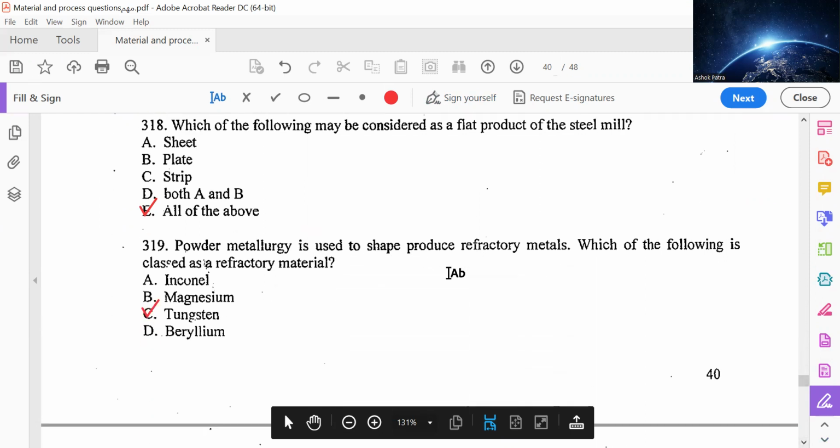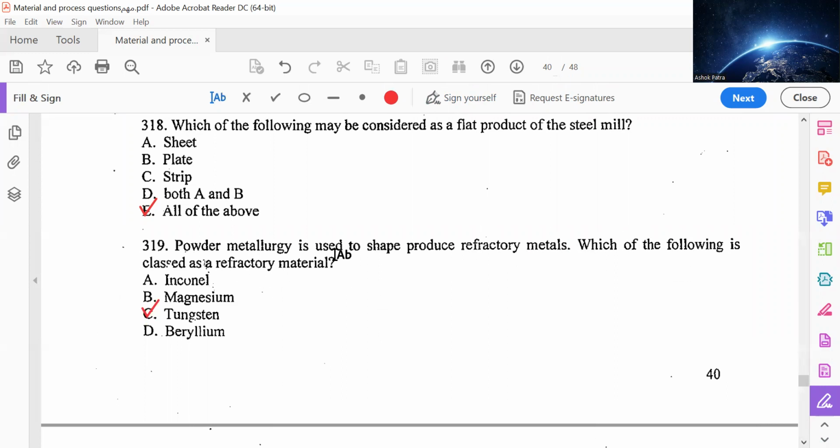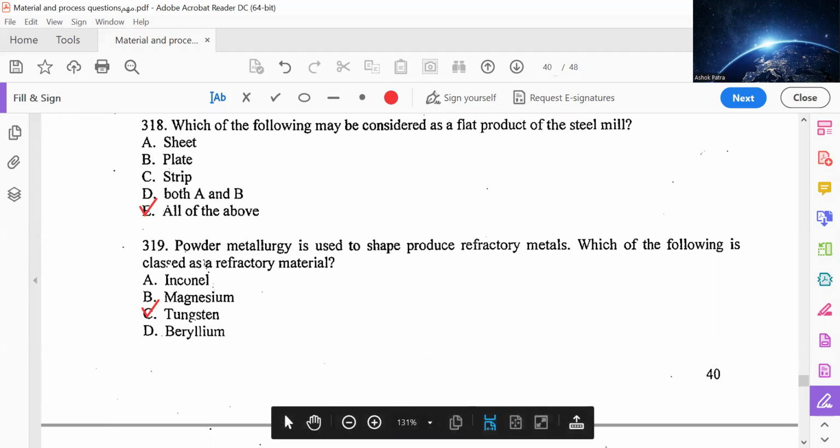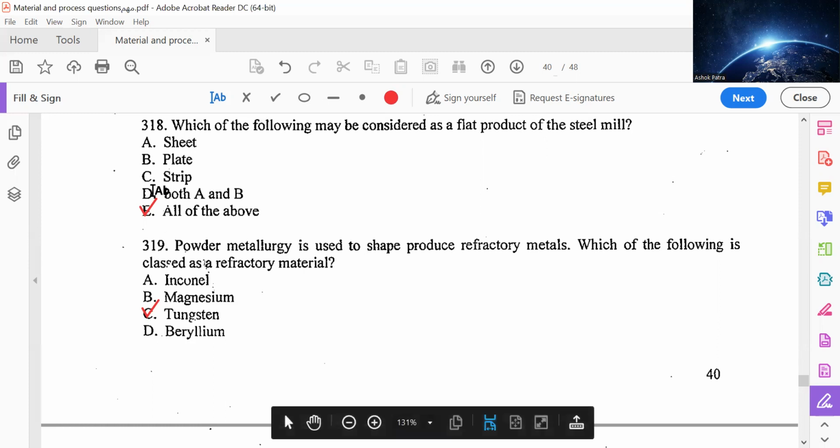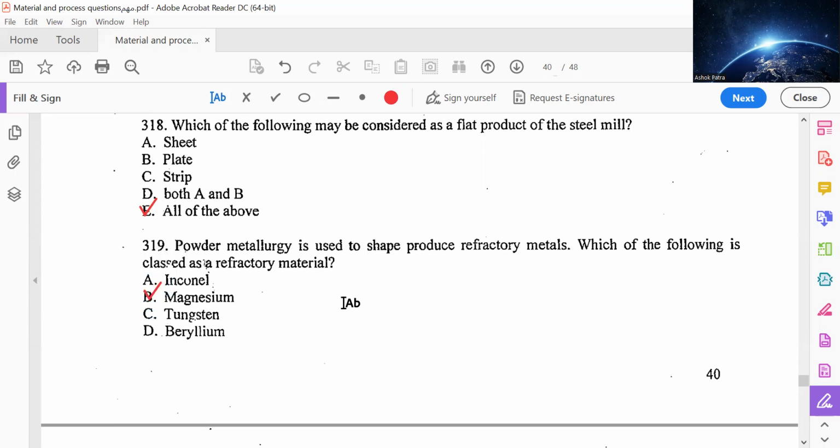Powder metallurgy is used to produce refractory metals. Which of the following is classed as a refractory material? Tungsten, magnesium. This is magnesium oxide, so that's why I will change to magnesium.